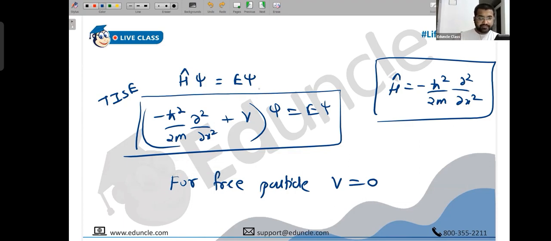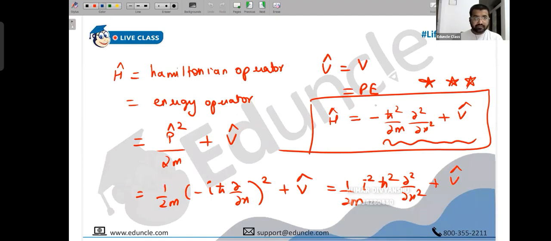So can I go to the previous slide once? Sure. So we are starting from p cap equals minus i h del x. Is there a derivation to get that, or is that the Hamiltonian operator? No, not the Hamiltonian, the momentum operator, that is p cap. Acha, minus i h del x.